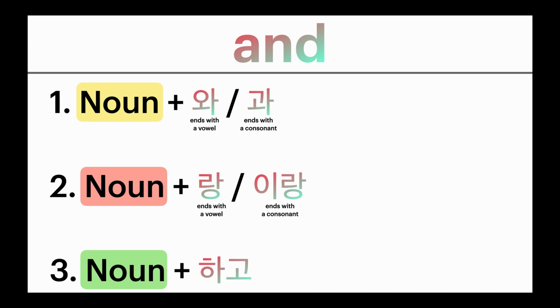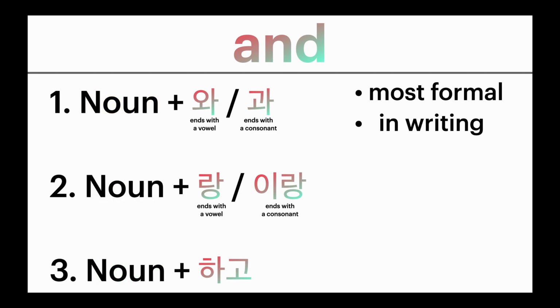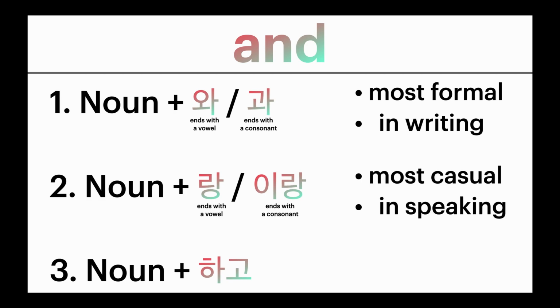Now, why are there 3 different types and when would you use each of them? To be honest, they're actually all fairly interchangeable, but there are a few subtle rules to keep in mind. The first one, noun plus wa or gua. Wa and gua tend to be the most formal, and you will always use wa and gua when it comes to writing something official, like on a test or an essay, or even speaking in a presentation. You can speak with wa and gua, but when it comes to writing, you will always use wa and gua. As for rang and irang, this is the most casual way to say and it's the most common way that you would use in speaking.